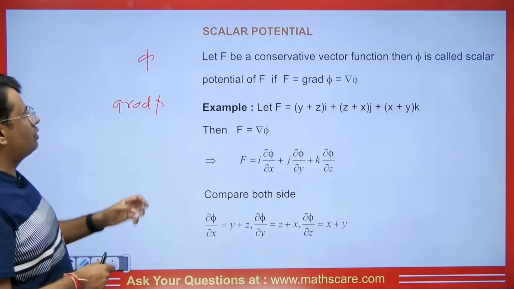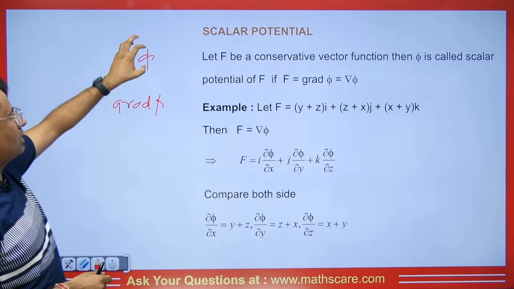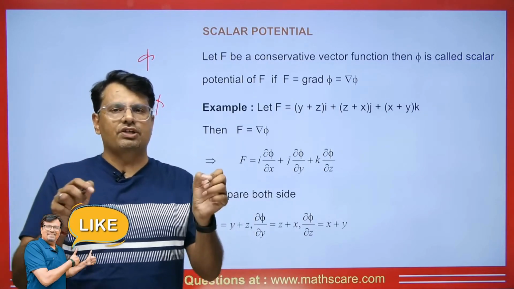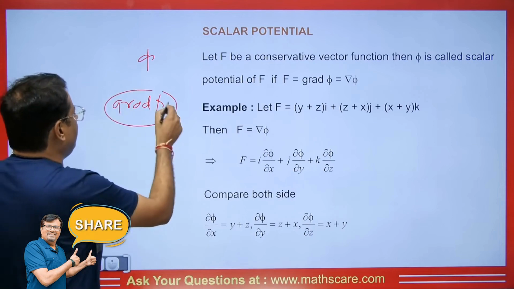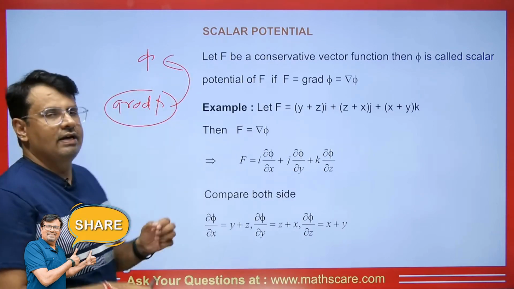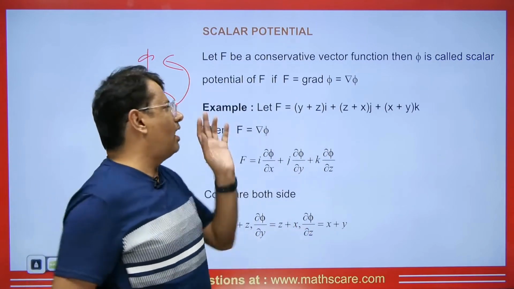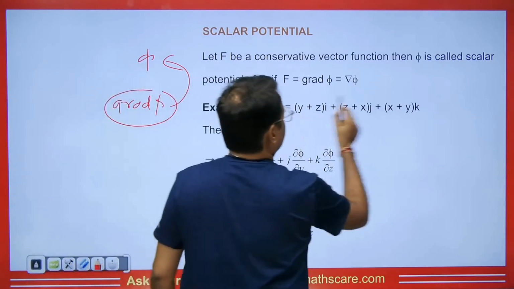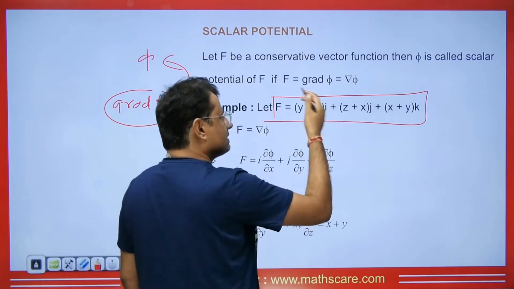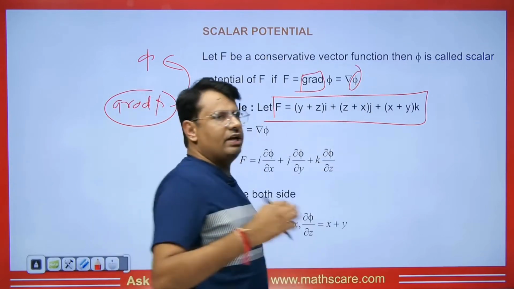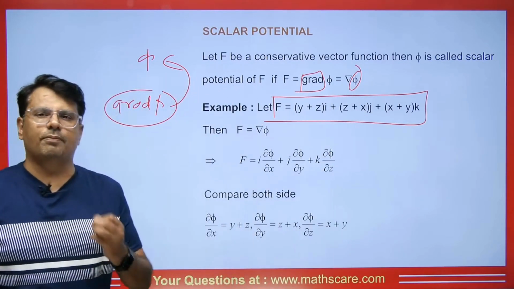So you can see, students, if we have any scalar function and we take its gradient, then we get a vector point function. Now to calculate the scalar potential, you have to remove this gradient and calculate this value back. This concept is known as scalar potential. There will be a vector point function given in the question and you have to remove its gradient, which means you have to calculate the value of phi. This phi is our scalar potential.